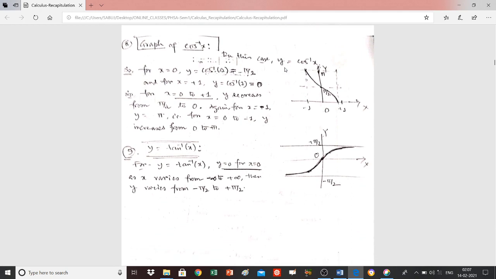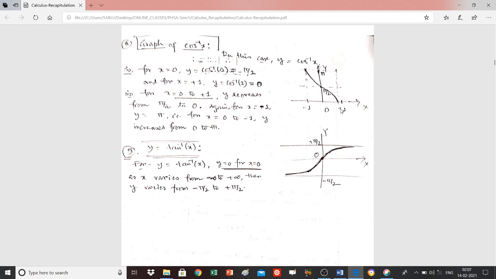Now cos inverse x is here. The cos inverse x is also plotted in the same way. For x is equal to 0, y is equal to cos inverse 0, that is pi by 2. That is pi by 2 is here. So at x is equal to 0, y is pi by 2.